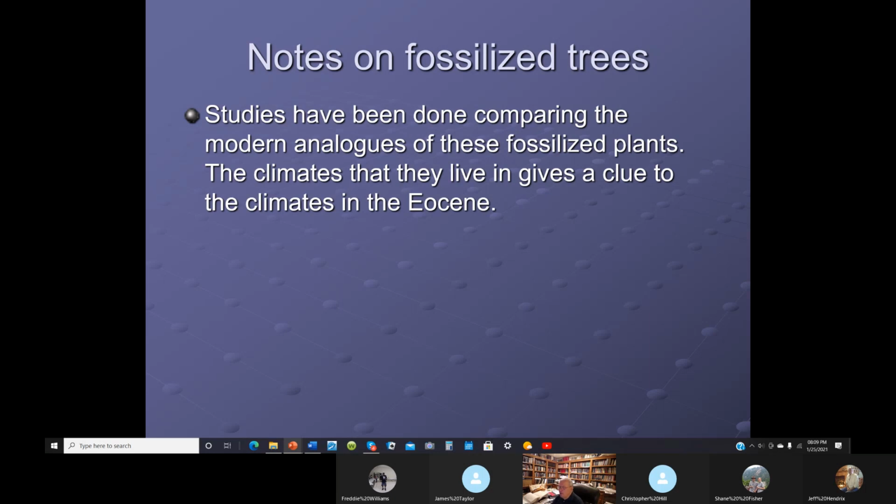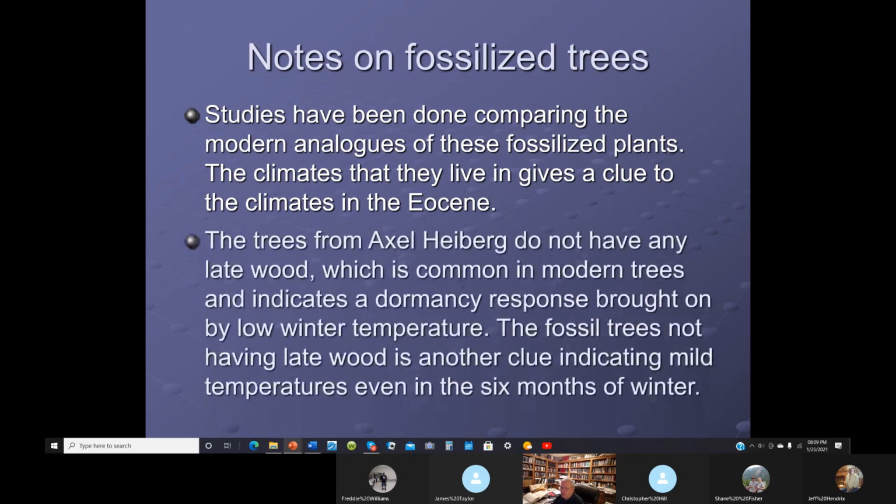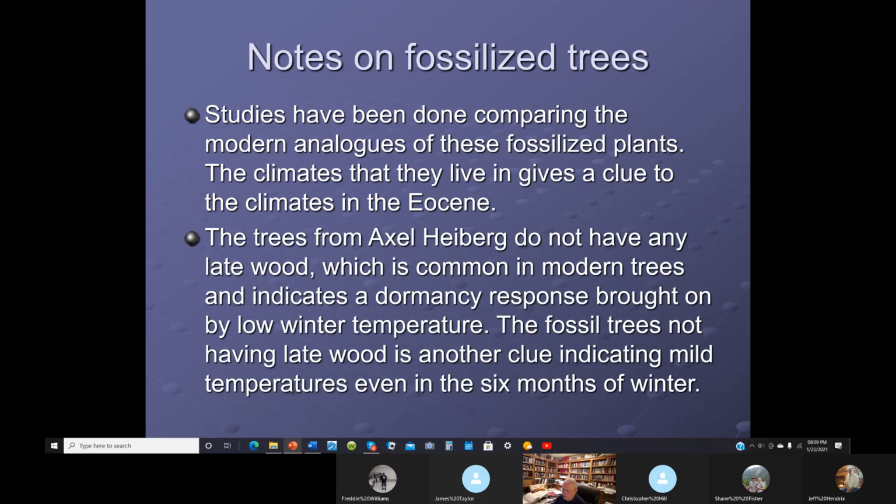Studies have been done comparing the modern analogies of these fossilized plants. The climates that they lived in give a clue to the climates of the Eocene. That's the claim. The trees from Axel Heiberg do not have any late wood, which is common in modern trees. It indicates a dormancy response brought on by low winter temperature. The fossil trees do not have late wood, another clue indicating mild temperatures even in the 6 months of winter. So we don't have the cycle like we have in our trees in Oklahoma.